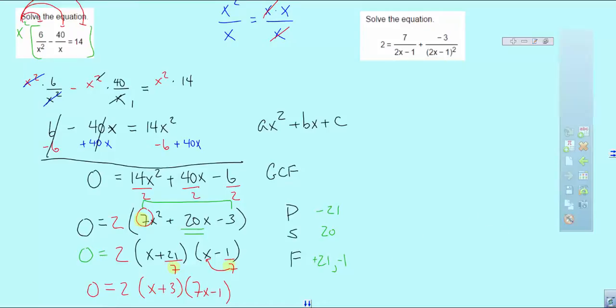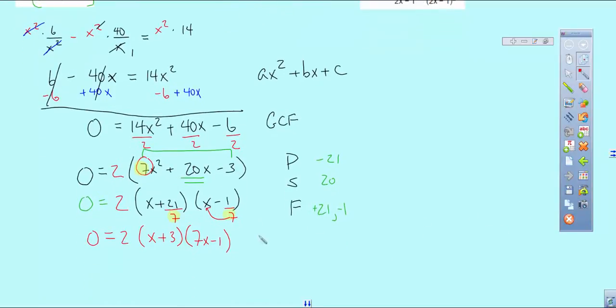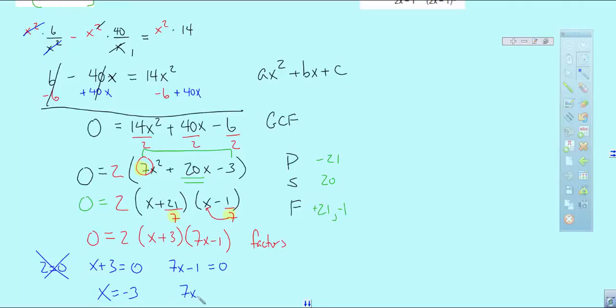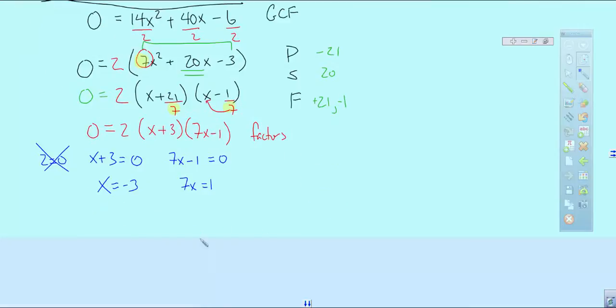In this case, we're looking for solutions, not factors. Those are our factors right now, so we need to take those factors and set them equal to 0. So we take 2 and set it equal to 0. We take x plus 3 and set it equal to 0. And we take 7x minus 1 and set it equal to 0. This one just goes poof and disappears. This one becomes -3. This becomes 7x equals 1, and then x equals 1 over 7.